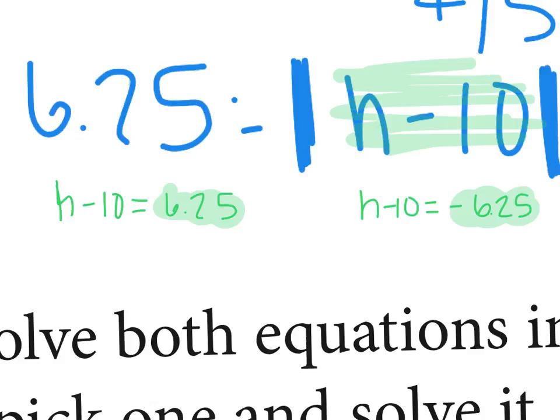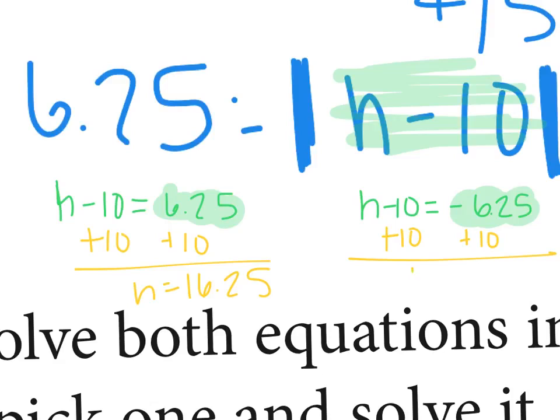So, mathematically, how do I solve this? What do I do to get rid of this minus 10? Add 10. And what is 6.25 plus 10? Okay, so H equals 16.25. And that would be my first answer. Then what do I do to find the second answer? Add 10. What is negative 6.25 plus 10? Thank you for not saying negative 4.25. So I have 2 answers.